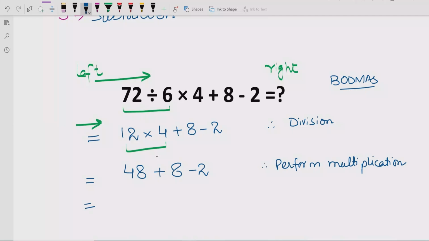Now, starting from left to right again, we will solve this one. If we add both, we will get the answer 56, and minus 2. So here we performed addition.